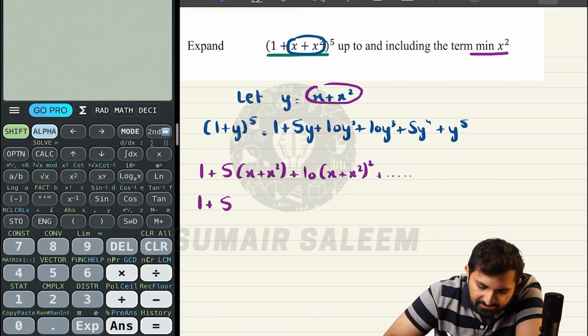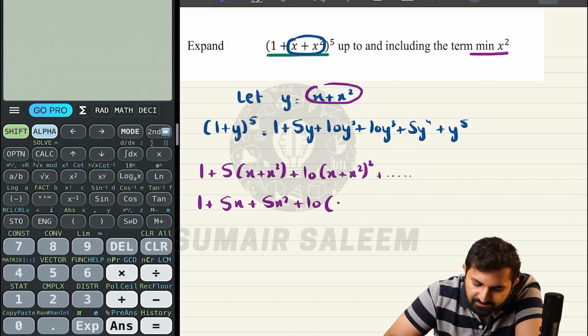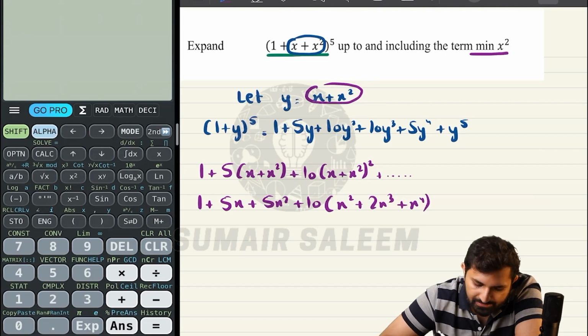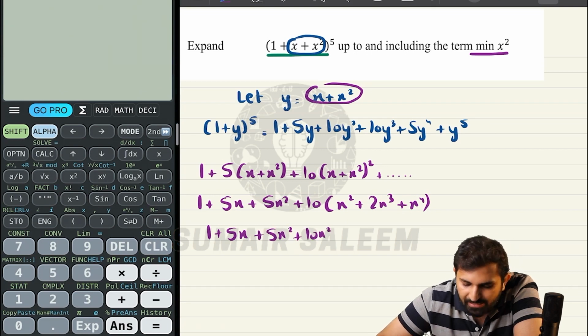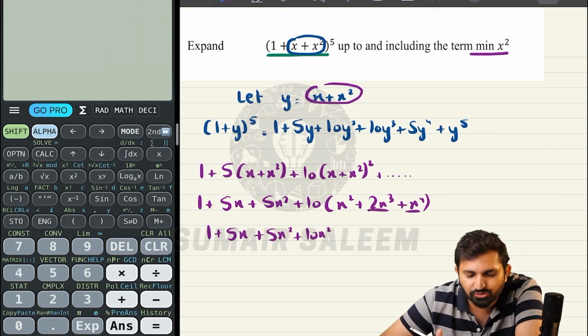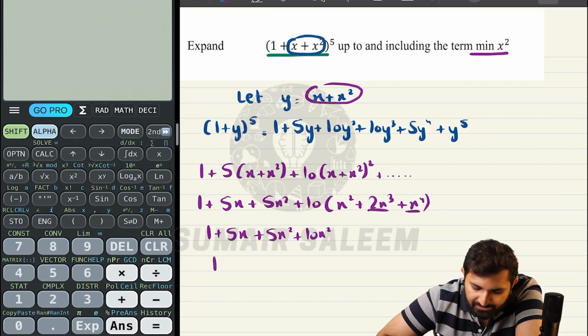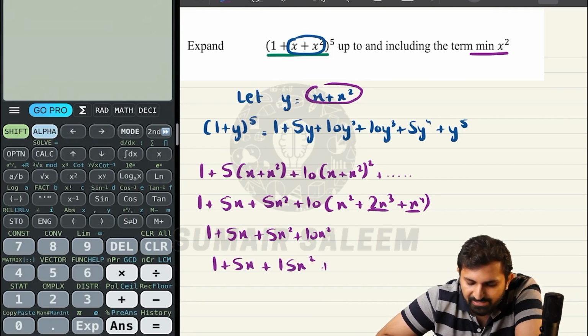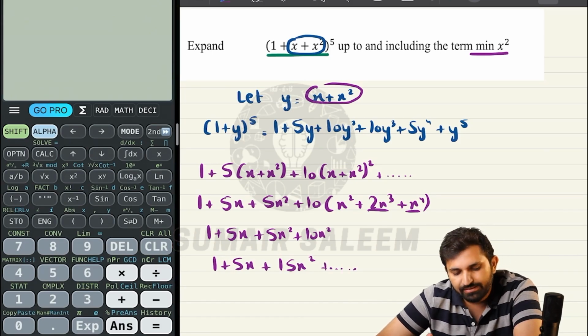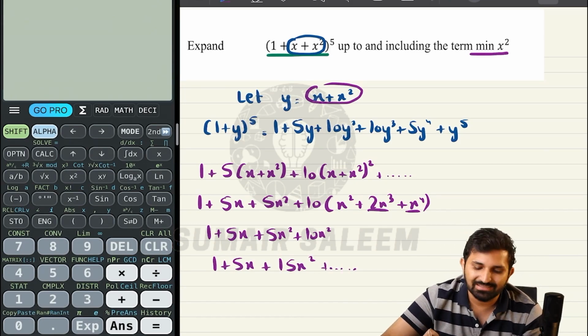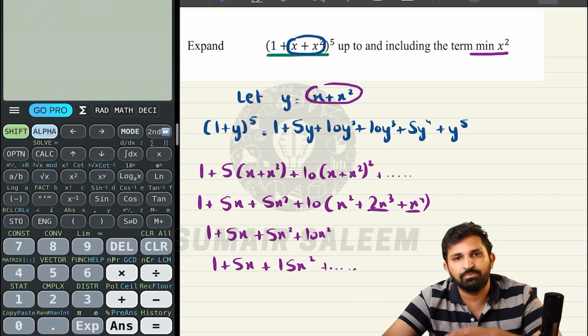So let's expand this. 1 plus 5x plus 5x square plus 10, and if I expand this bracket, x square plus 2x cube plus x power 4. Do you get this? So this will become 1 plus 5x plus 5x square plus 10x square. And you don't need x cube and x power 4, so you're going to ignore that. So this will come to 1 plus 5x plus 15x square plus dot dot dot. Did you get this? So this was the second last point of this chapter.